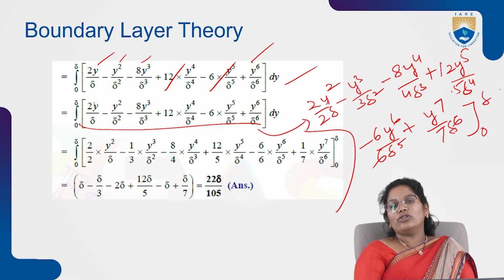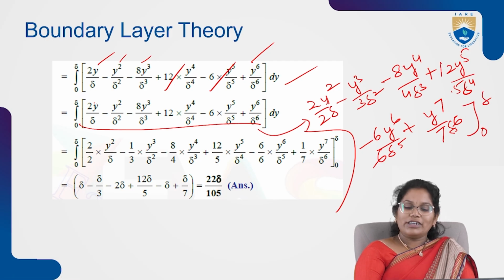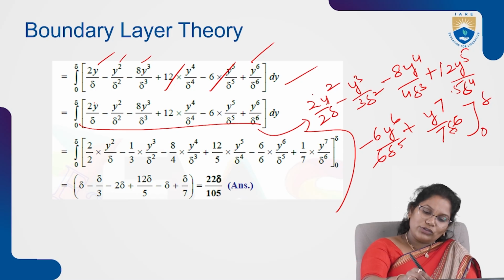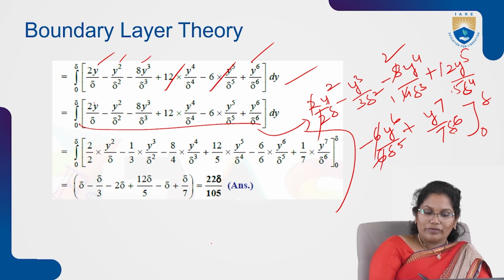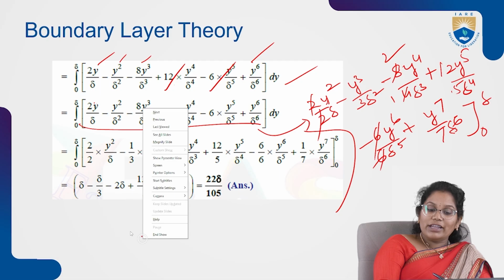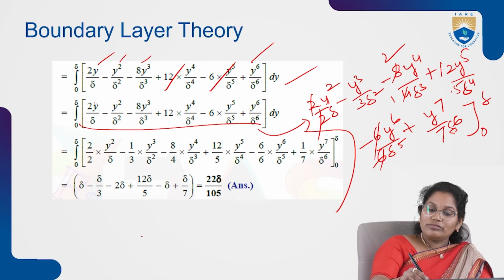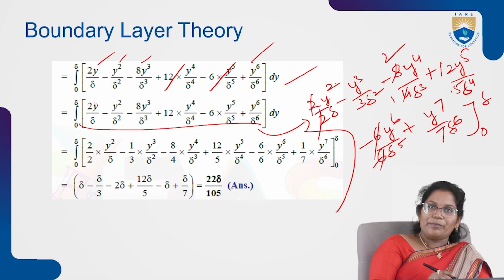The limits are 0 to delta. Right, 0 to delta. 2 will get cancelled. Here also 4 twos are. Here 6 will get cancelled. Right. So final equation what we are getting. And here one more thing, we have to substitute this delta in place of y.